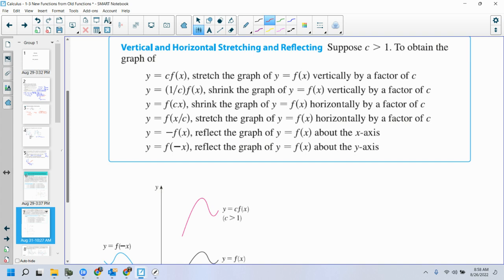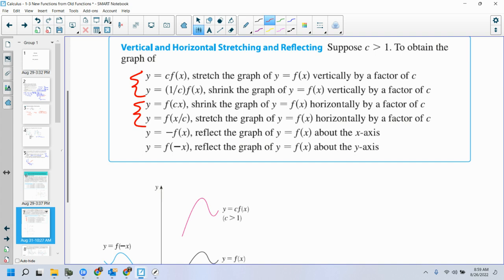We kind of took these as one rule for us back in Algebra 2. Those were the horizontal stretches and compressions and the vertical stretches and compressions. We kind of just made it one rule. For example here, c times f of x is our vertical stretch or compression.